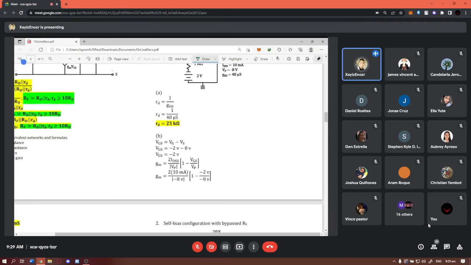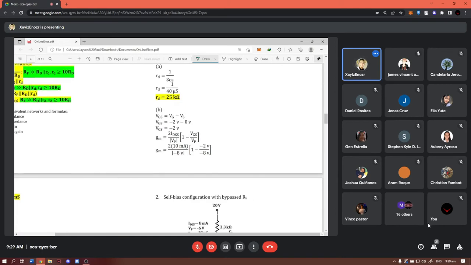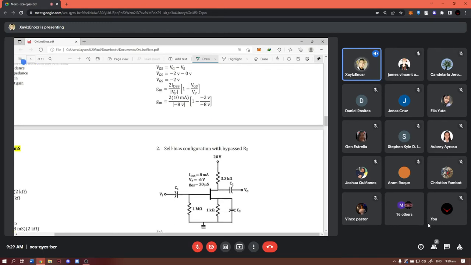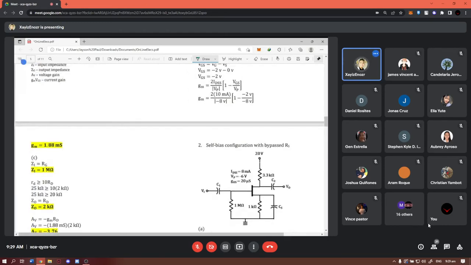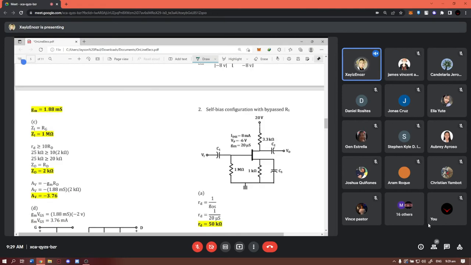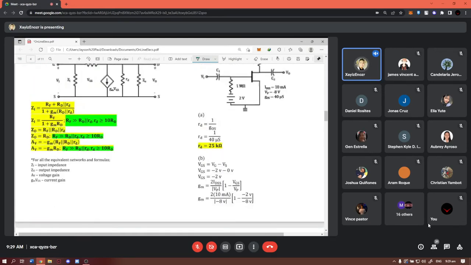So pag nahanap na natin VGS, okay, we can now determine yung ating transconductance GM. So using the formula, 2IDSS over VP multiplied by 1 minus VGS over VP. So given yung drain source saturation current, IDSS, which is 10 milliamperes, we have 2 times 10 milliamperes over VP, which is negative 8 volts, multiplied by 1 minus negative 2 volts over negative 8 volts. Okay, that is, ang GM natin is 1.88 millisiemens. Okay, ang input natin, Zin or input impedance is just simply equal to RG, which is nasa circuit na yan is 1 mega ohms.